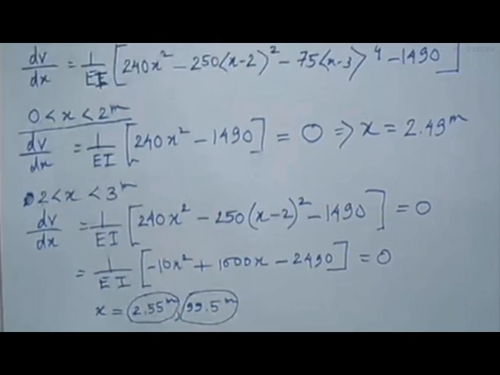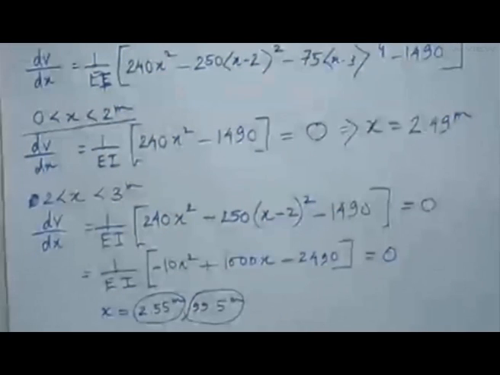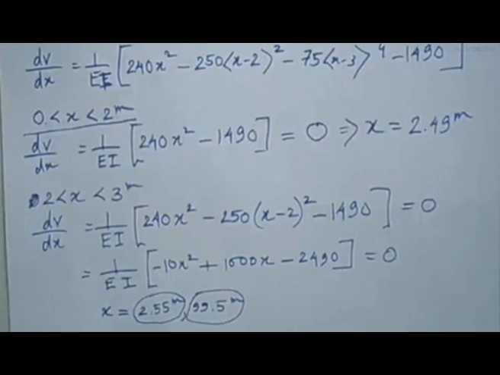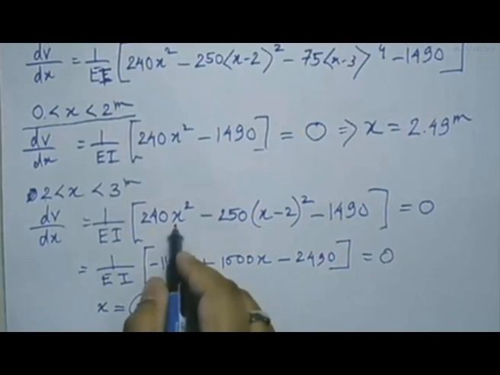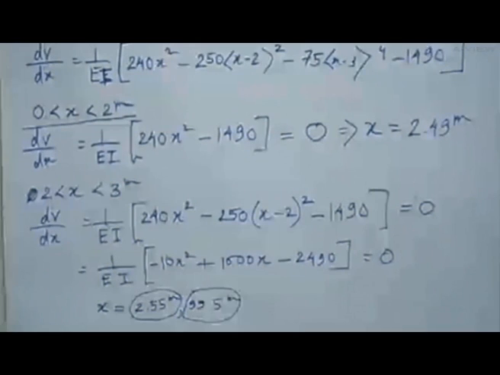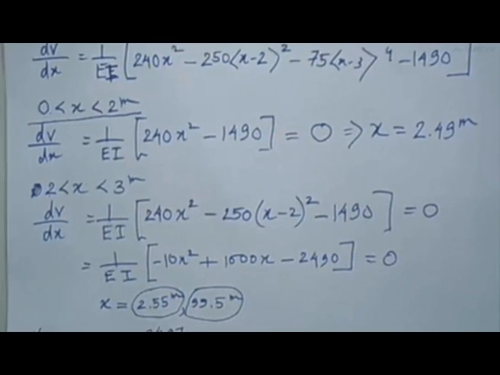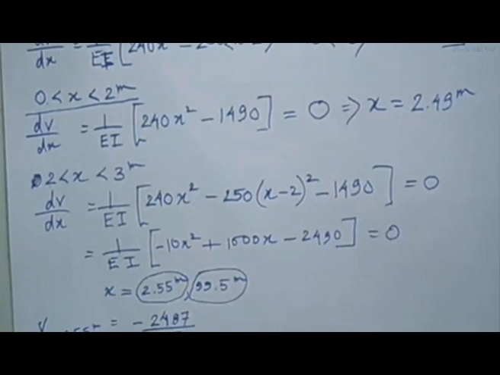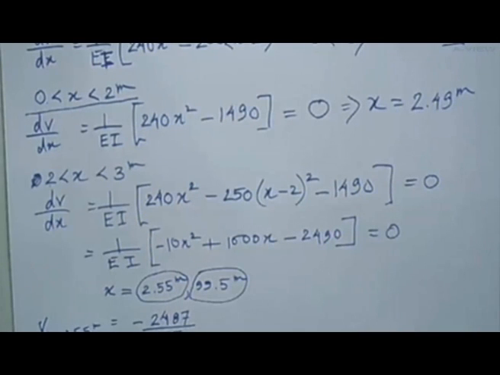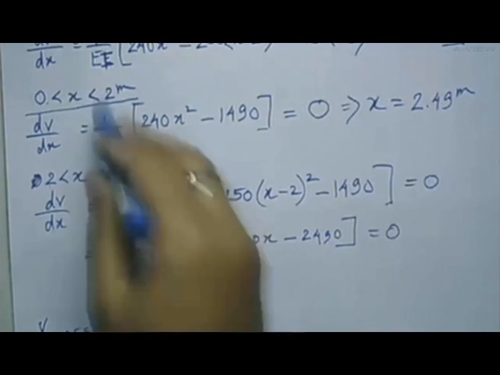So what you do now is, to calculate the maximum value of v, you put x equal to 2.55 meters here and solve it, and you will end up with minus 2487 by EI. So from this you can see that this is one of the maximum values of the deflection. Now again, here you are getting a negative value. What does that tell you? That tells you that the maximum deflection is in the downward direction. Now this is the second set of equation.